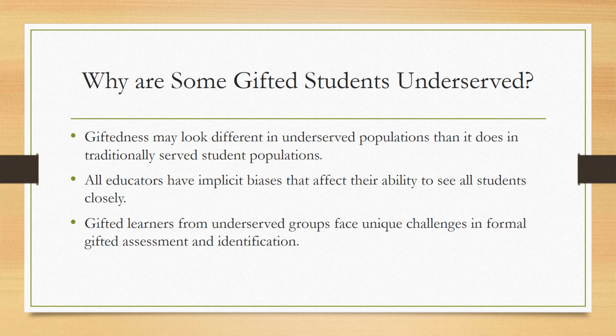If economically disadvantaged students, for example, are struggling or hungry at home, they might not be able to perform at capacity, and teachers may not realize that. Couple that with the fact that all educators have implicit biases that affect their abilities to see all students closely. And we'll talk about implicit biases a little bit more. But basically, they're our understandings about people, and we may not even be conscious of what our biases are.